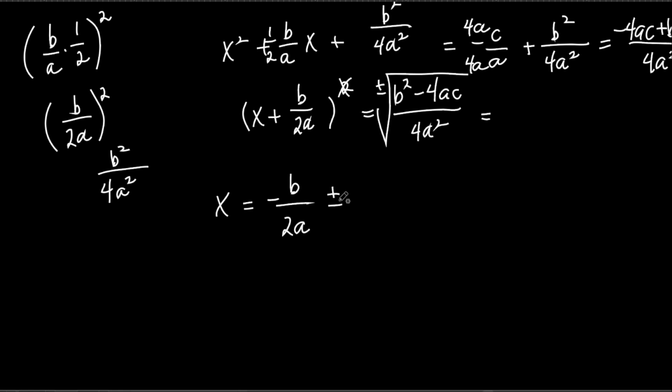You already got your plus or minus. So what is this? This is the square root of b squared minus 4ac over, what's the square root of 4a squared? That's easy. Square root of 4 is 2. What's the square root of a squared? It's just a. So we write it like this.